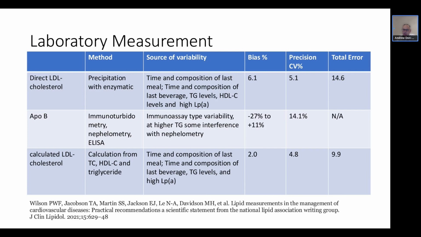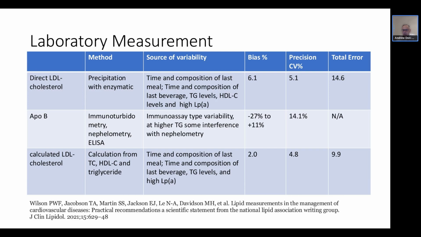There are methods available for direct LDL cholesterol and that has been described already. Just bear in mind that the variability in that one comes from time and composition of last meals or last fluid intake. The triglyceride levels have a role in that, and the HDL cholesterol, because remember, you're precipitating out the HDL as part of the measurement. And if you've got a lot of lipoprotein A, that also influences the direct LDL cholesterol measurements.